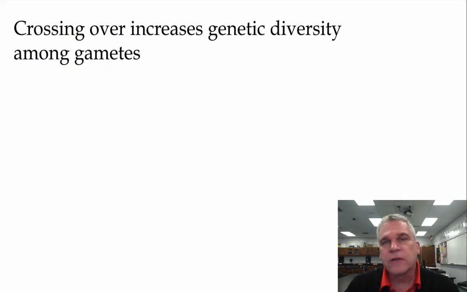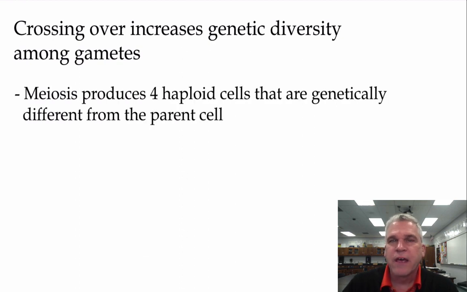In the last video, we looked at the process of meiosis, and we said that at the end of meiosis, 4 cells are produced. These are haploid cells, which means that they have half the number of chromosomes, and that these cells are genetically different from the parent cell. Now, the reason why they are different is because of a process called crossing over.